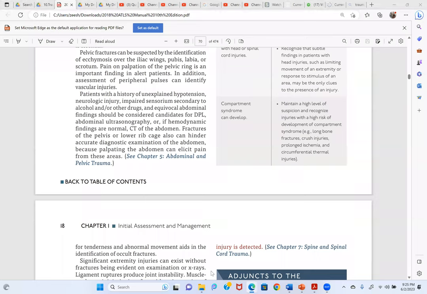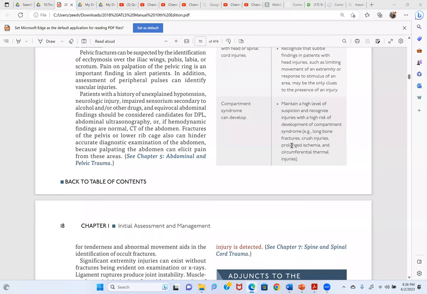Rhabdomyolysis. You will not come to know rhabdomyolysis directly, but you will know hyperkalemia, and then renal failure. So you should have a high suspicion in such conditions: long bone fractures, crush injuries, prolonged ischemia, and circumferential thermal injuries.